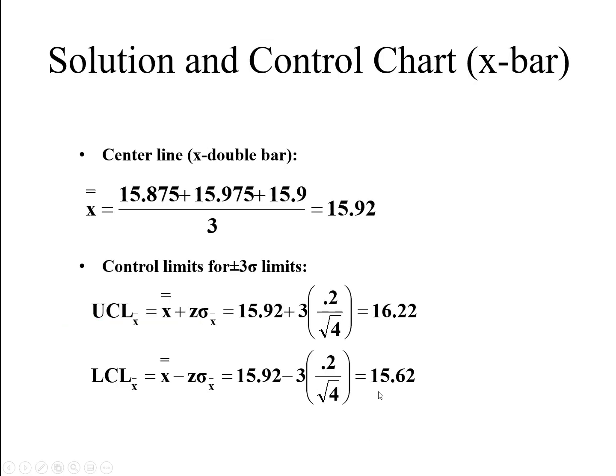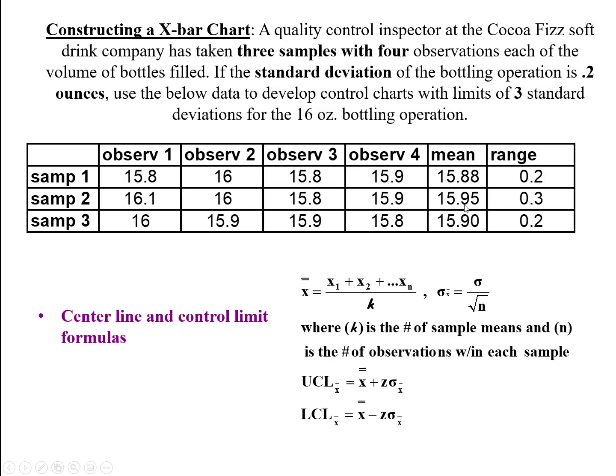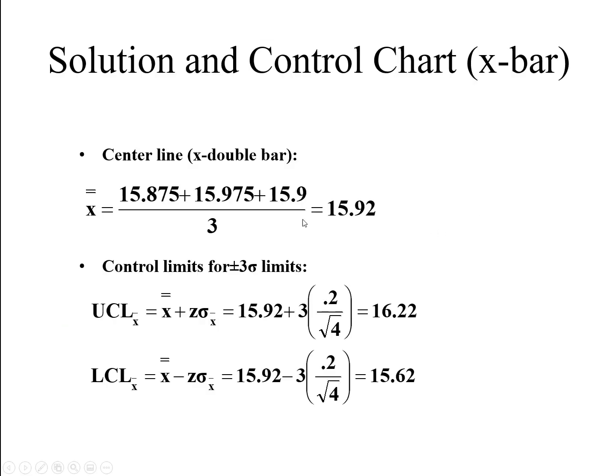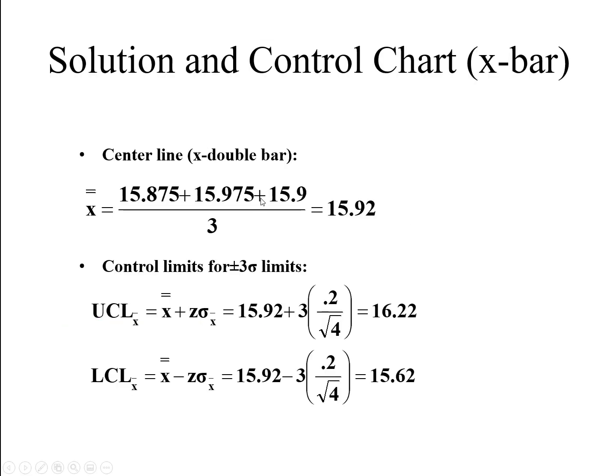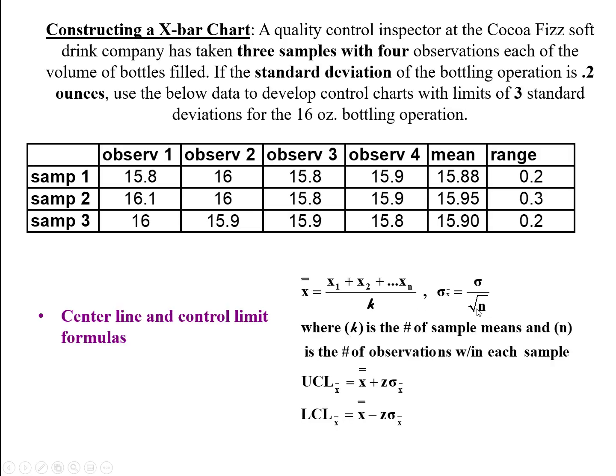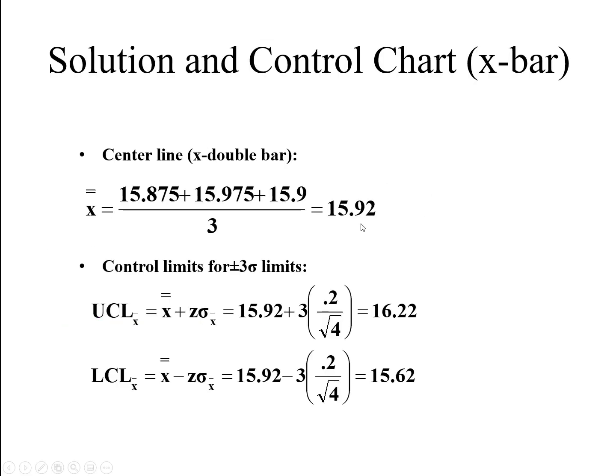Now using this, in order to calculate x double bar, in order to calculate the mean, so 15.88 plus 15.95 plus 15.90 divided by 3, because k is the number of sample means. So we have 3 sample means, 1, 2, 3. So when you divide it, it will be 15.92. So our central line will be 15.92. Our run line, our average line, will be 15.92.